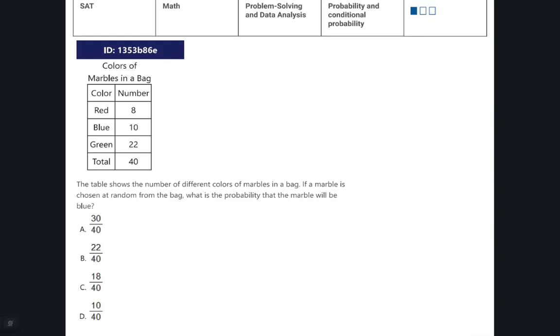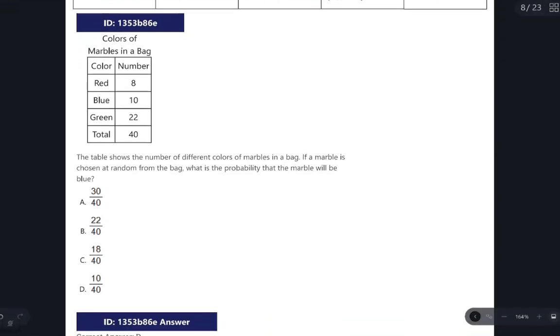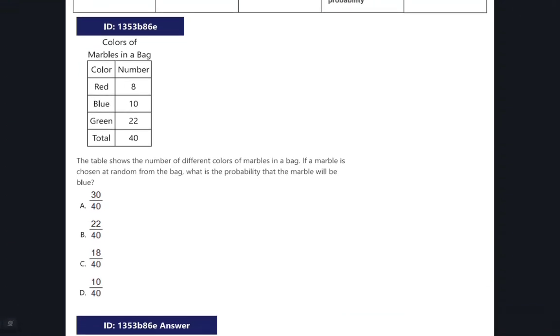So we are choosing a marble from a bag, and this bag contains a total of 40 marbles, each with a different color. Okay, so for the probability that the marble will be blue, we have 10 marbles colored blue, and the total is 40. So we take the desired outcome out of the total outcomes, so it's D.